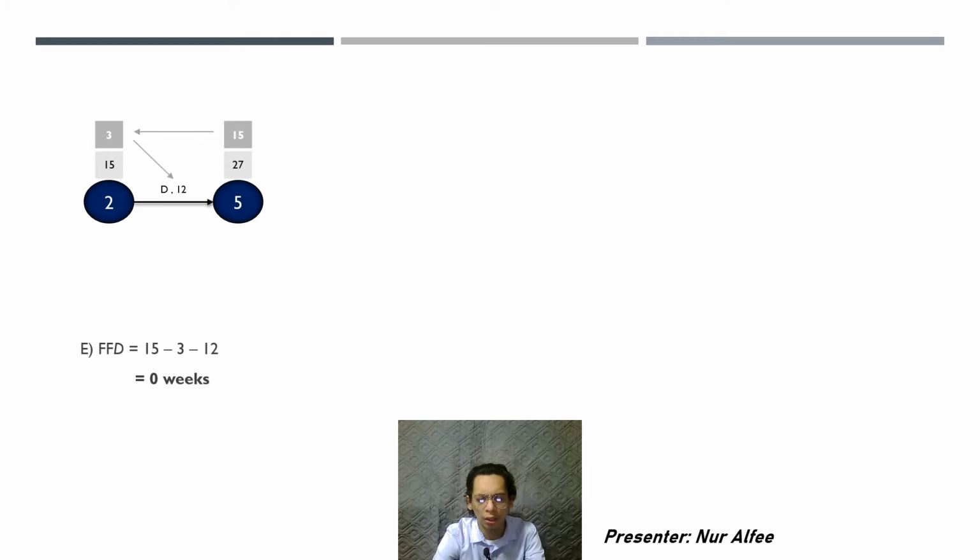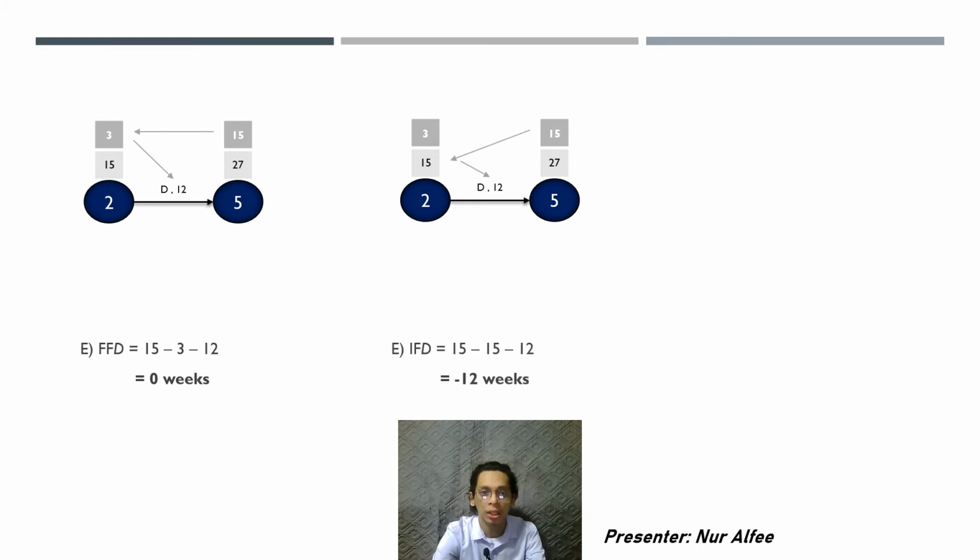Next question is to find the independent float. For independent float for activity D, the formula is the head of EET needs to minus the tail of LET and minus the duration. So independent float for activity D equals 15 minus 12 equals 12 weeks, which means that the project will be delayed by 12 weeks.